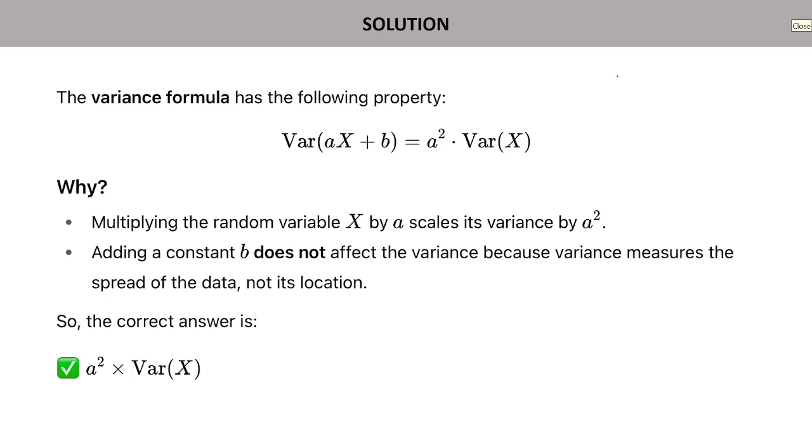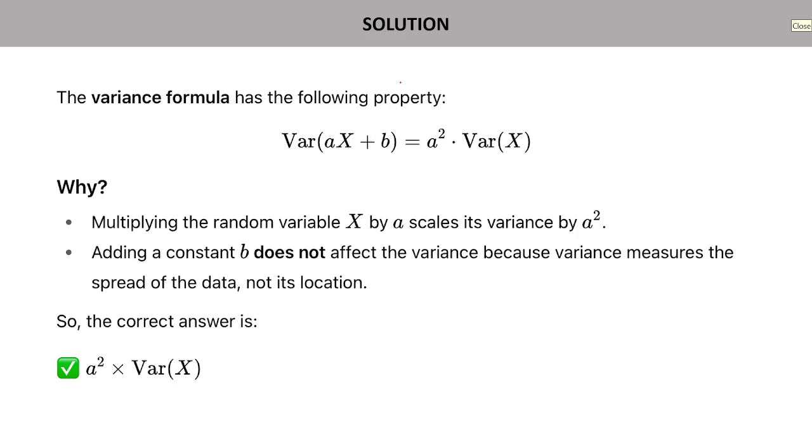So now, the variance formula has this property that if you multiply a variable by a and add a variable b within the variance formula, the value will be equal to a squared into variance of x. Now why will this happen? Basically, when you multiply a random variable x by a, it will be scaled a times, so its variance will be scaled by a squared.